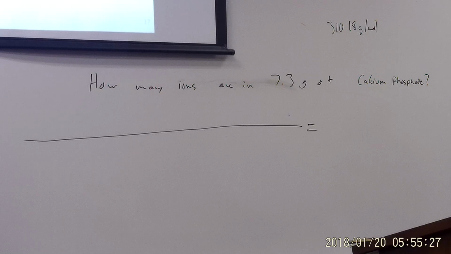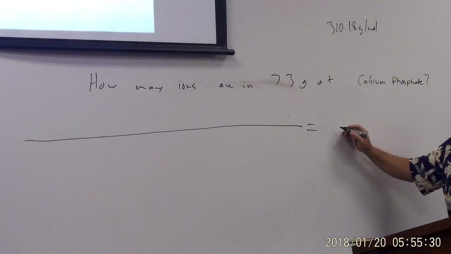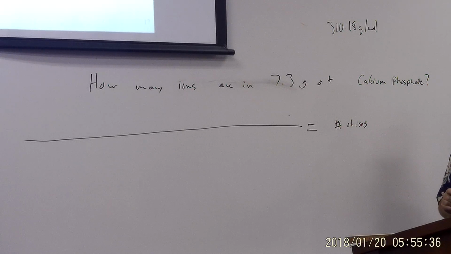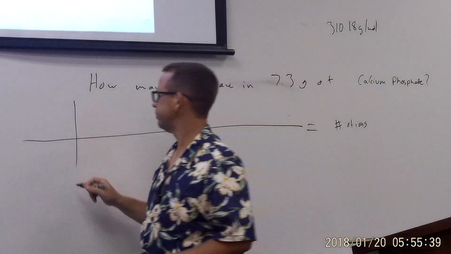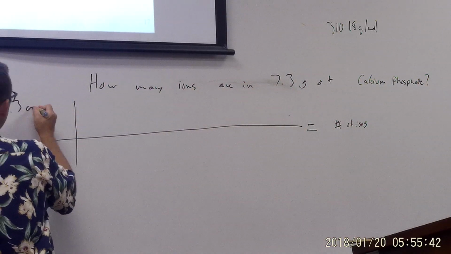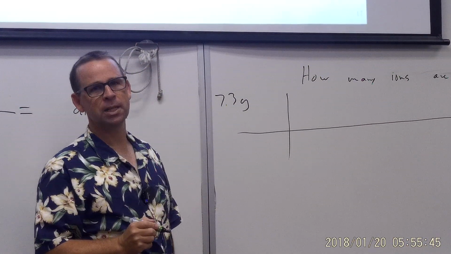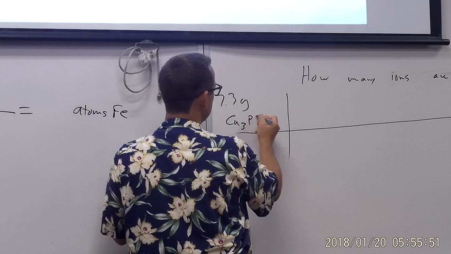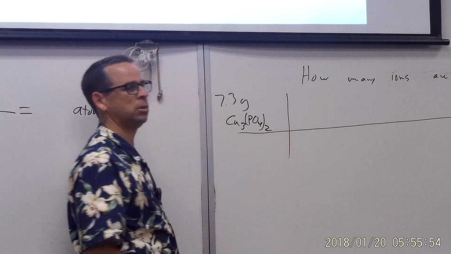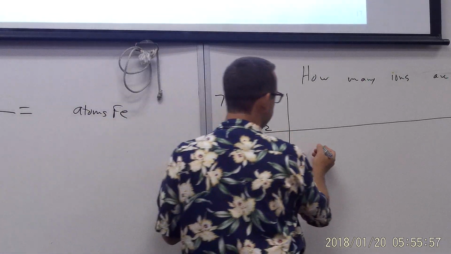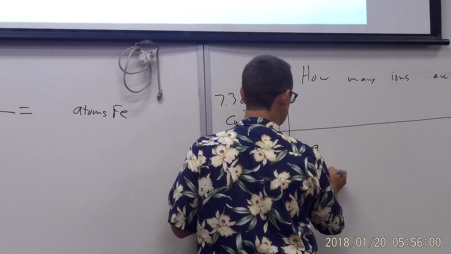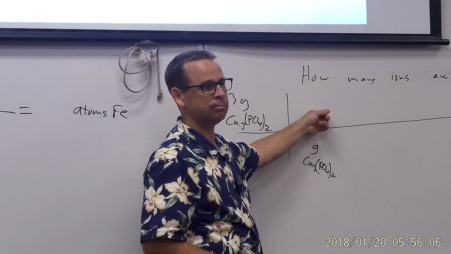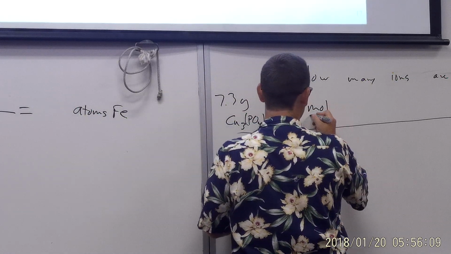Okay, what goes to the right of the equal sign? Yeah, we're looking for the number of ions. Right, the number of ions. How about the top left? Start with maybe 7.3 grams. What's the chemical formula for calcium phosphate? Ca3(PO4)2. All right, good. And then must be grams of calcium phosphate down here. Where am I going to go? Moles. Moles of calcium phosphate.